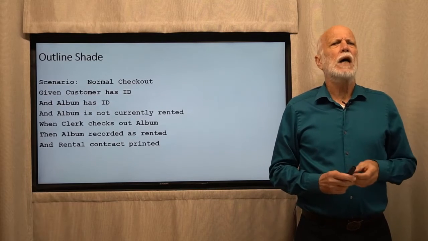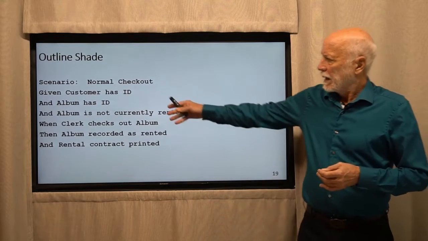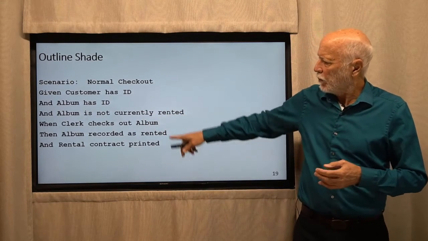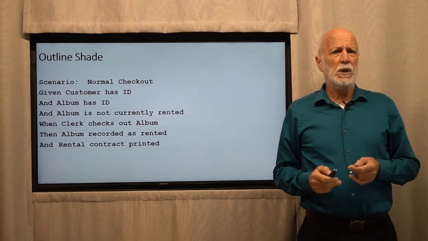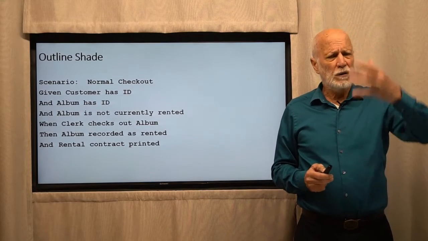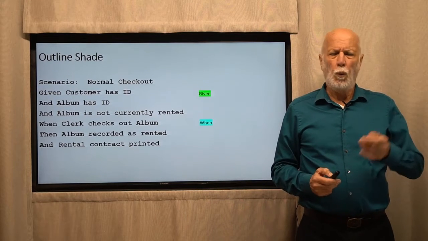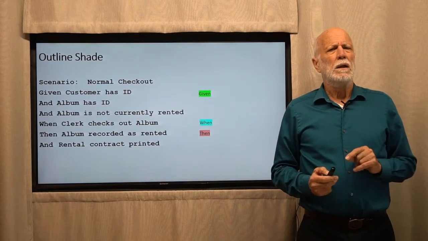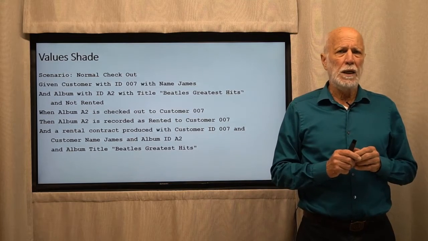So first is our outline shade. We saw this before. Given an album and a customer, and it's not rented, when we check it out, then record it as rented and print the rental contract. Sort of an overview of the flow. A given, when, and a then, as we've seen. But we can add some data or values to this shade.